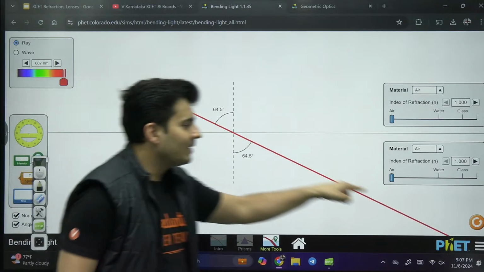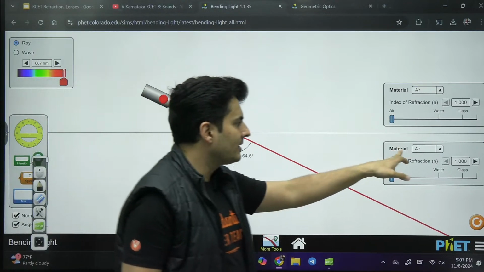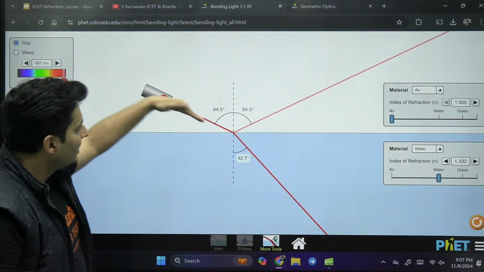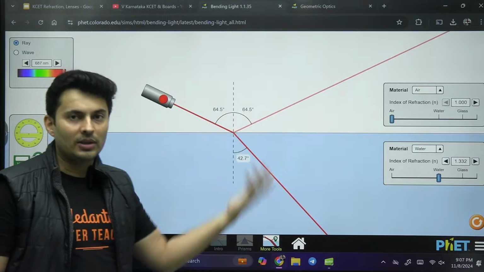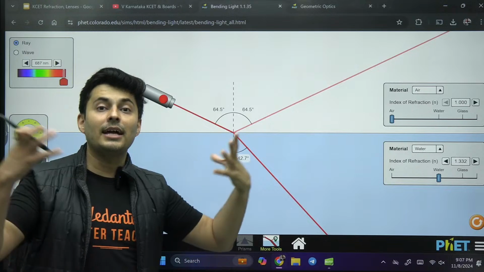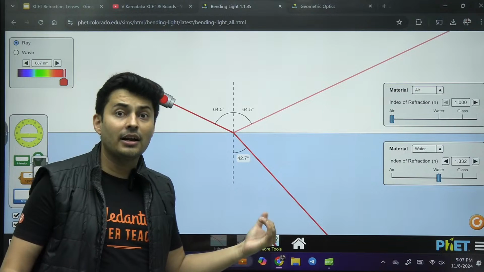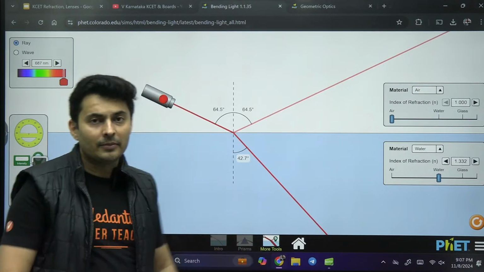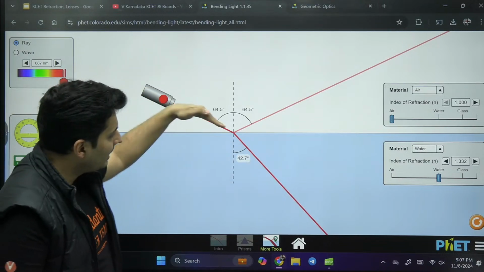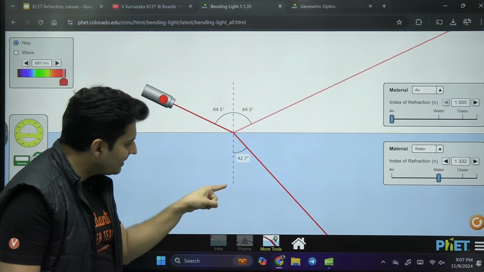So right now the ray is going straight without any deviation. Now I change the material. Let's say I make it water. See what happens. This light has bent. This is called refraction. And air or vacuum is considered a rare medium. Water, glass, diamond, etc. are considered dense medium. And when light goes from a rare medium to a dense medium, it bends. If you see the normal, it bends towards the normal.